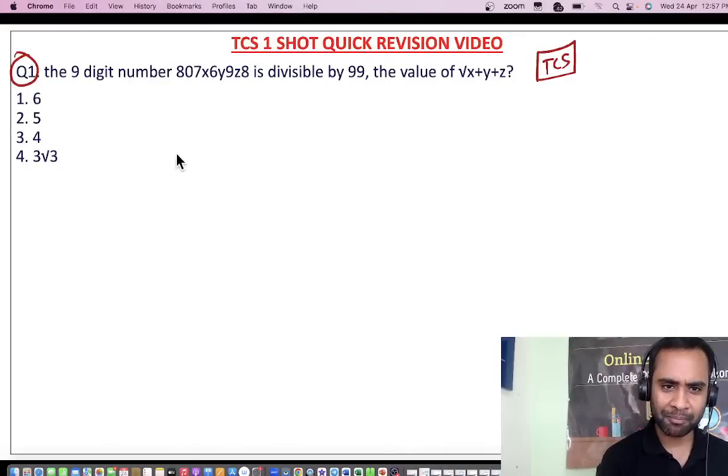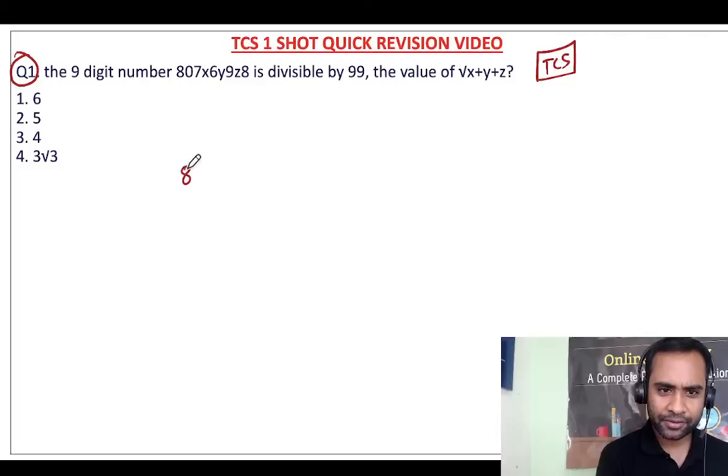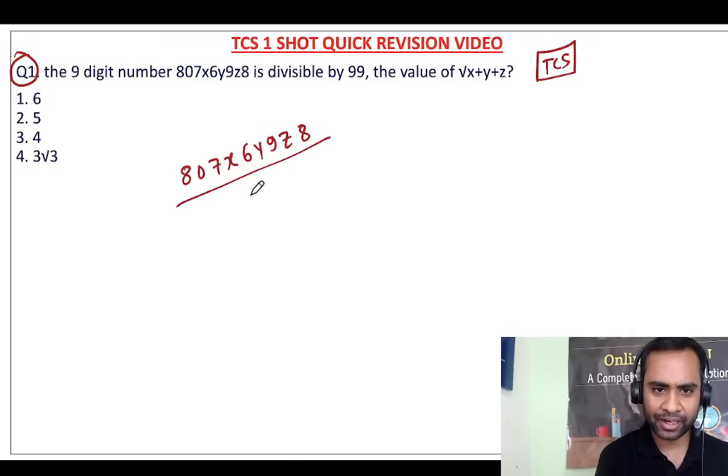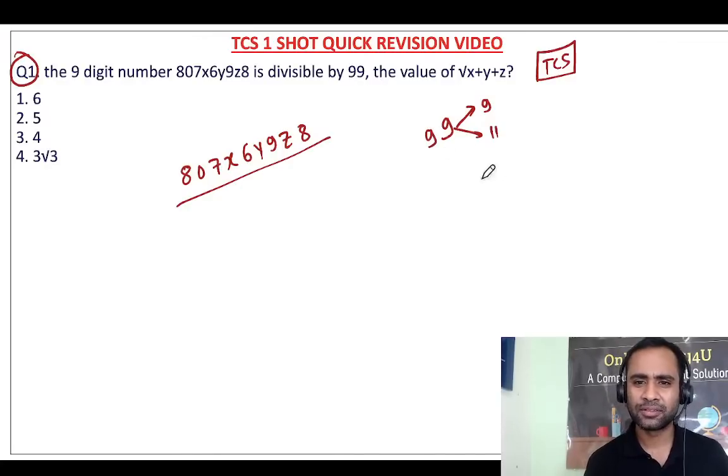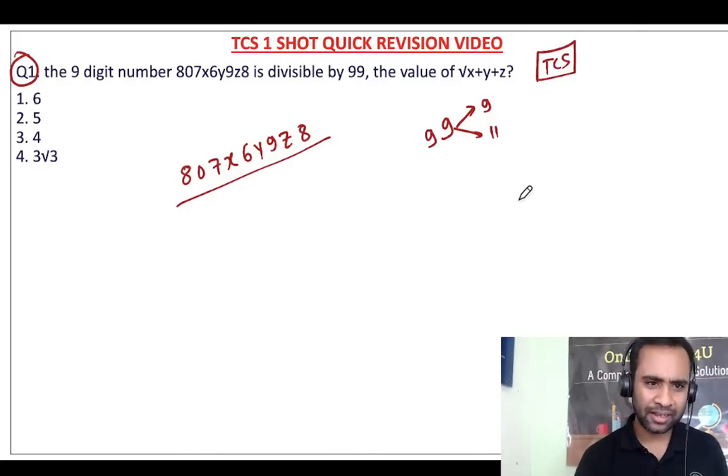If the 9-digit number 8076 7x 6y 9z8 is divisible by 99. 99 is a factor of 9 and 11. Sir, 99 is a factor of 3 also. Why did you not write 3? You can write anything. It doesn't matter, right?